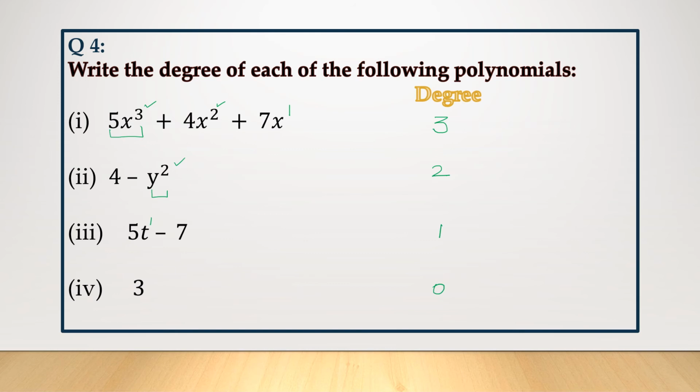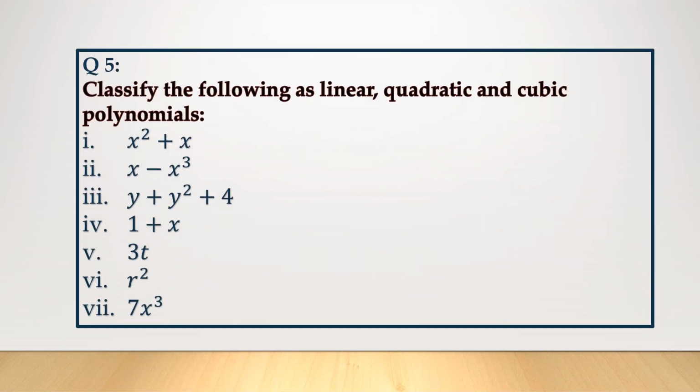If you want, you can watch the previous video, the introduction of the polynomial, to know what is the degree of the constant polynomial. Let's move to the next question. Classify the following as linear, quadratic and cubic polynomial, right? Linear means degree 1. Quadratic, degree 2. And cubic means degree 3.